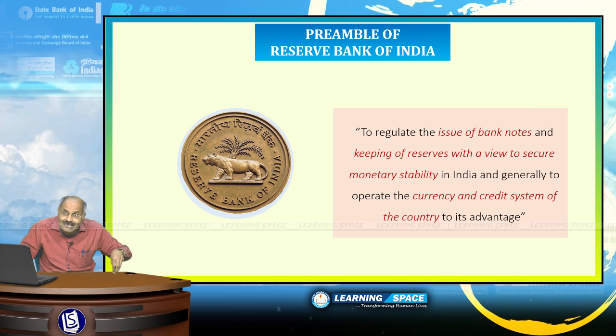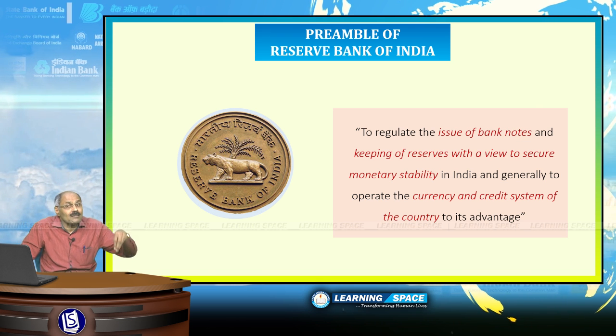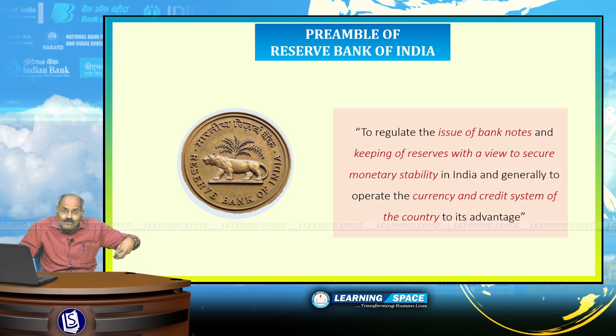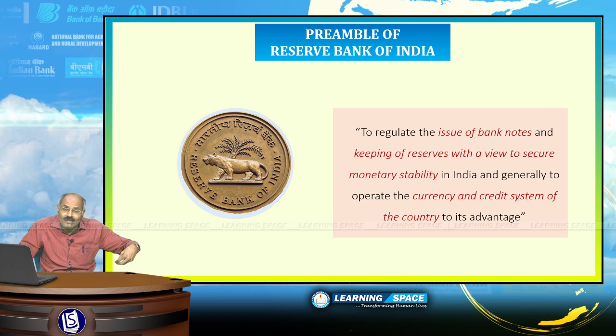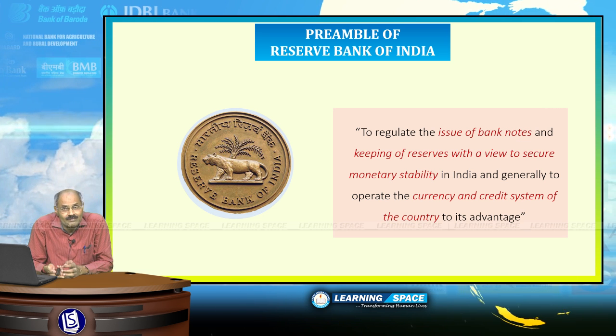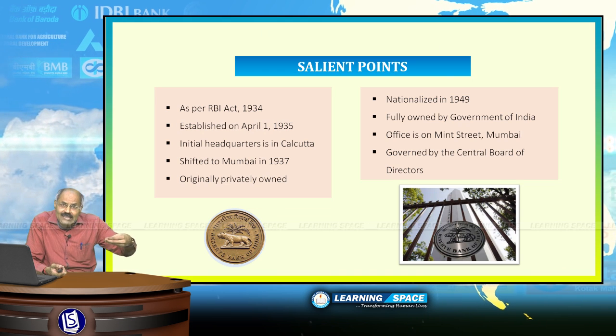Third is interest rates. That means to operate the credit system of the country to its advantage. That means the repo rate is to be reduced or increased. These are all the prerogatives of the Reserve Bank of India, which is evident from the preamble itself. So, from the preamble, these things are known. And now look at the salient points.